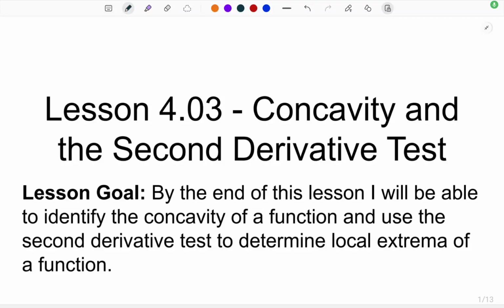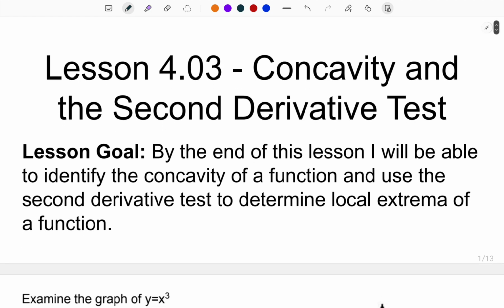Okay, we're going to look at concavity and the second derivative test. So previous lesson, we had looked at the first derivative test and things like critical points. Now we're just going to take it one step further. What happens if you take the second derivative, and what's that going to tell you about a function?